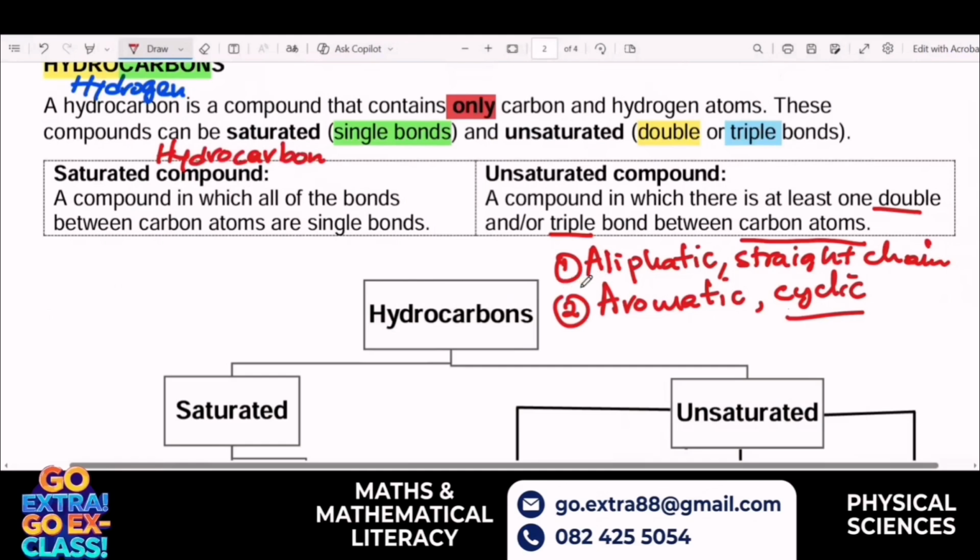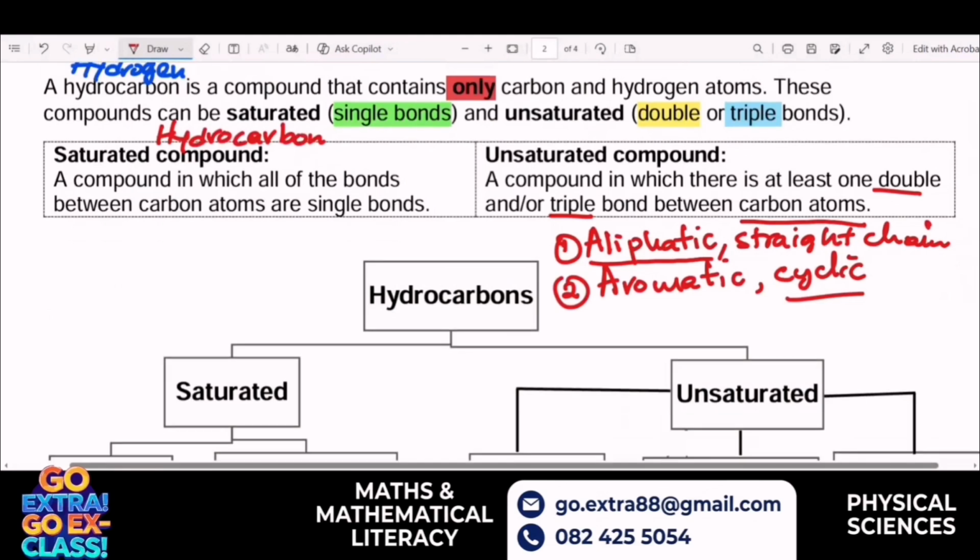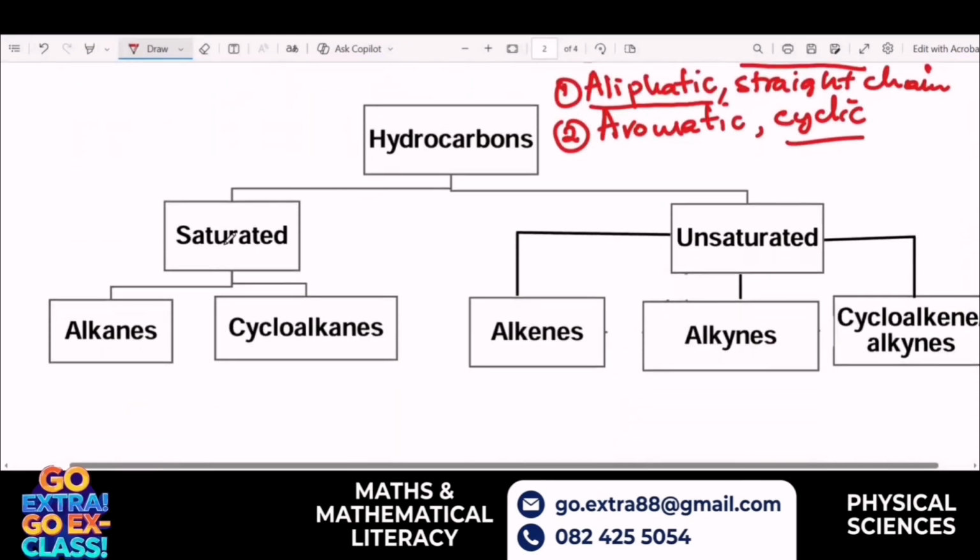Our main focus on this topic, guys, is going to be more on aliphatic hydrocarbons, the ones that form straight chains. We're going to focus on the straight chains, not the ones that form cycles, for examination. So this group of hydrocarbons is called aliphatic. Let me just put the word here: aliphatic. So these are aliphatic hydrocarbons.